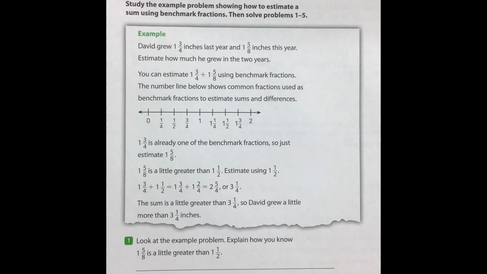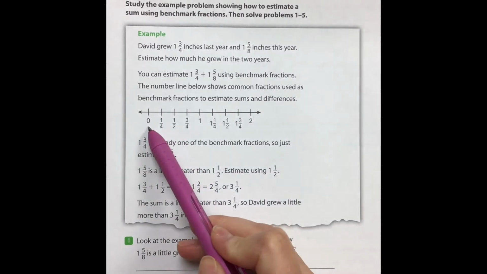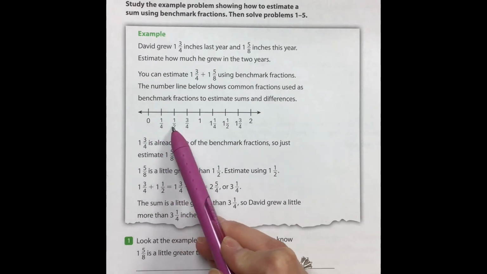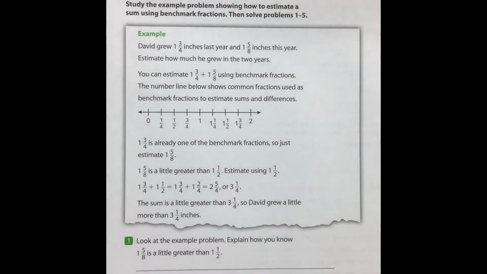You can estimate 1 3/4 plus 1 5/8 using benchmark fractions. The number line below shows common fractions used as benchmark fractions to estimate sums and differences. And we can see that it goes from 0 to 2, and they have cut that into fourths. 1 3/4 is already one of the benchmark fractions, so just estimate 1 5/8. 1 5/8 is a little greater than 1 1/2. So estimate using 1 1/2.